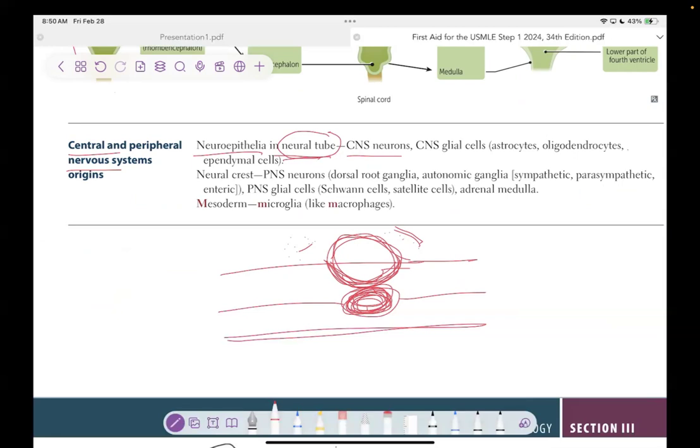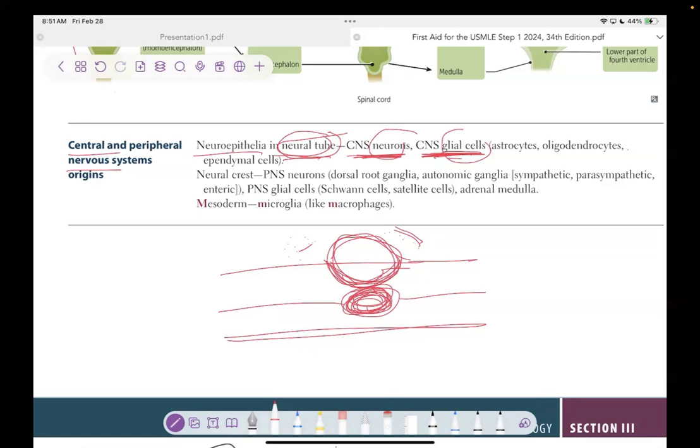And whatever is related to the CNS is made of this neural tube. So glial cells, all the glial cells. Whenever we say glial, it means we are talking about the non-neuronal cells in the CNS, right? So the CNS has neurons and CNS glial cells. What is the difference between neurons and glial cells? Neurons are the cells that make neurotransmitters and send and transfer impulses, right? And glial cells are non-neuronal cells. They don't have the function of neurons.